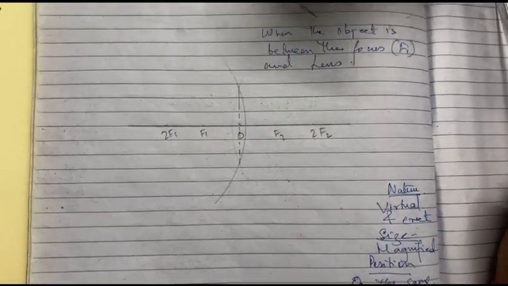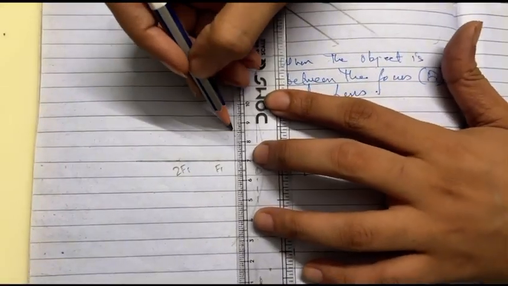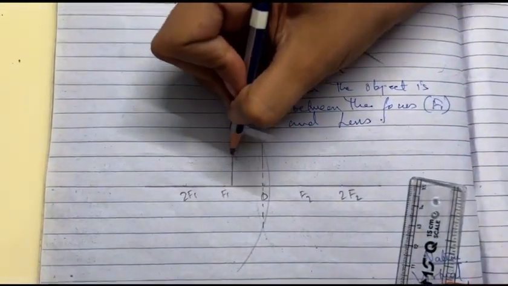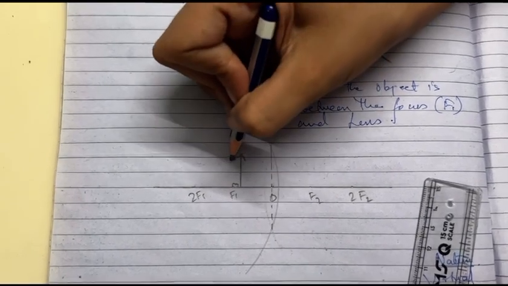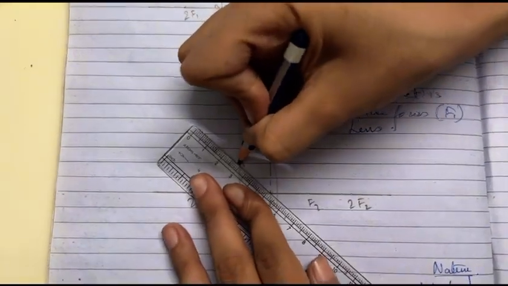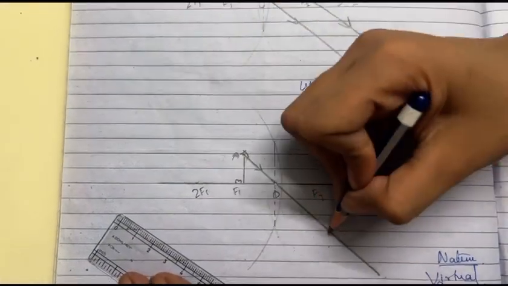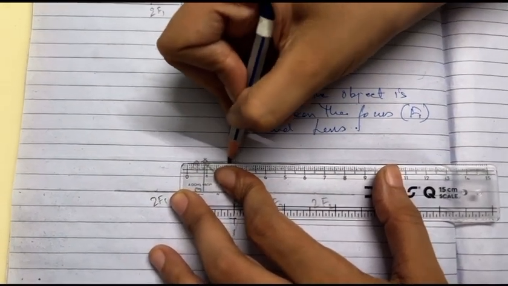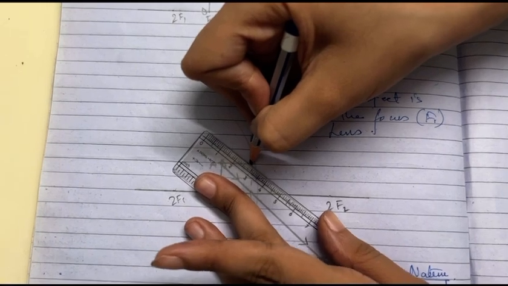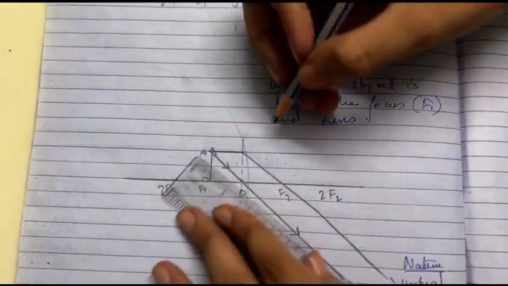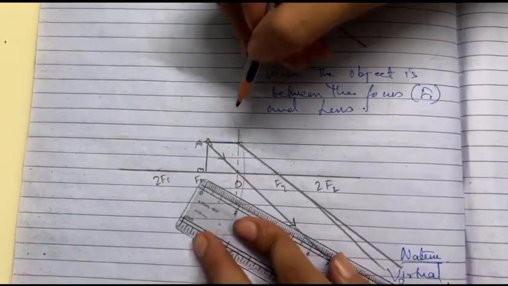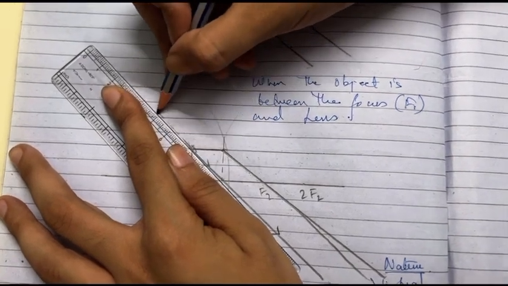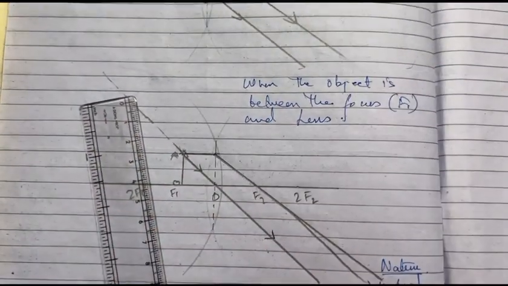When the object is between the focus and the lens, I'll just draw an object somewhere between the focus and the lens. So this is the object AB, and let us suppose two rays. One ray will be going through O. There won't be any deviation. Another ray would be parallel to the principal axis, therefore it will pass through the focus. So it will pass like this through the focus. So if we join these rays backwards, because can you see this is kind of diverging.